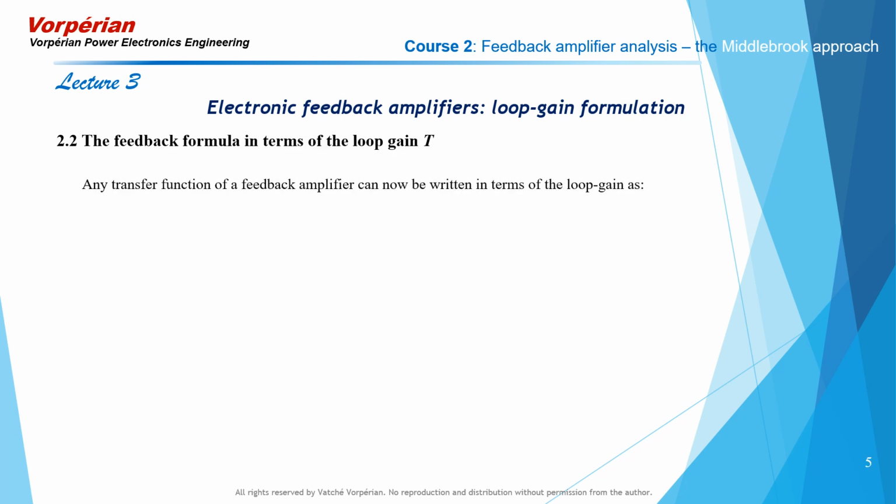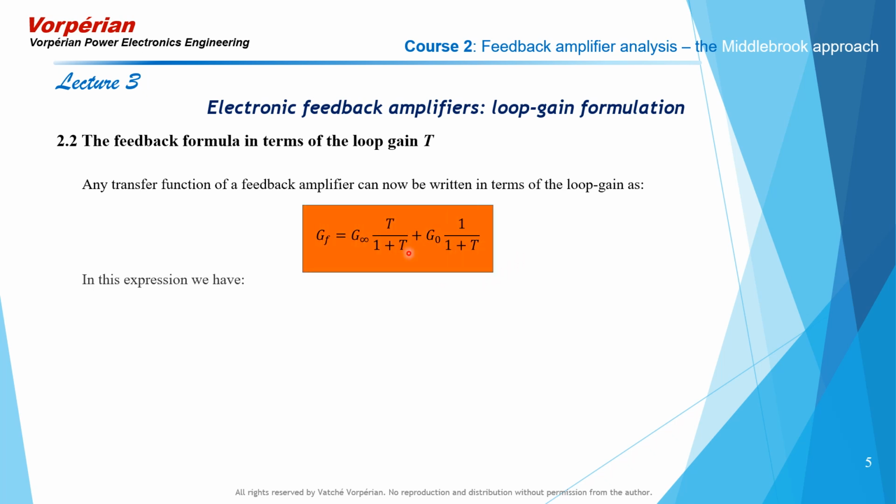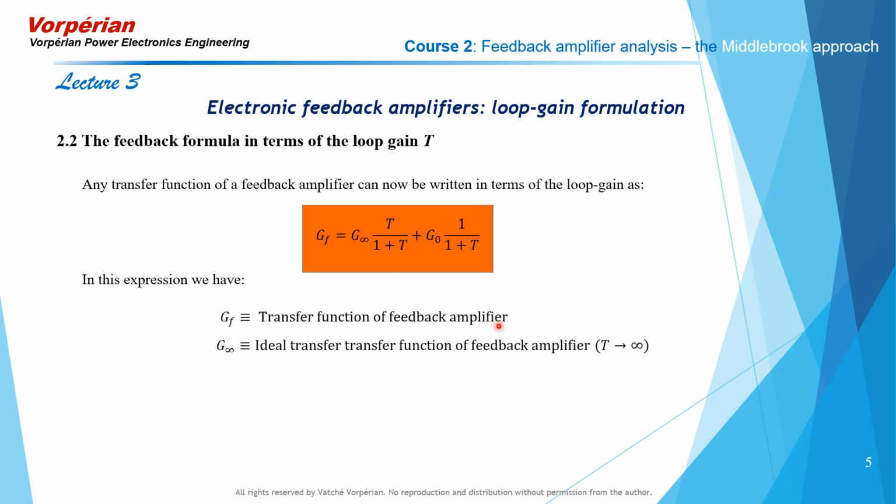And so now we arrive at Middlebrook's first formulation of the feedback formula in terms of the loop gain T. In it, G of f is the transfer function of the feedback amplifier circuit. G infinity is the ideal transfer function when you let the loop gain T go to infinity, which you do by letting the gain element, or one of the gain elements in the forward path, go to infinity. G0 is the transfer function when the loop gain T equals 0, or when you make the gain element in the forward path go to 0.